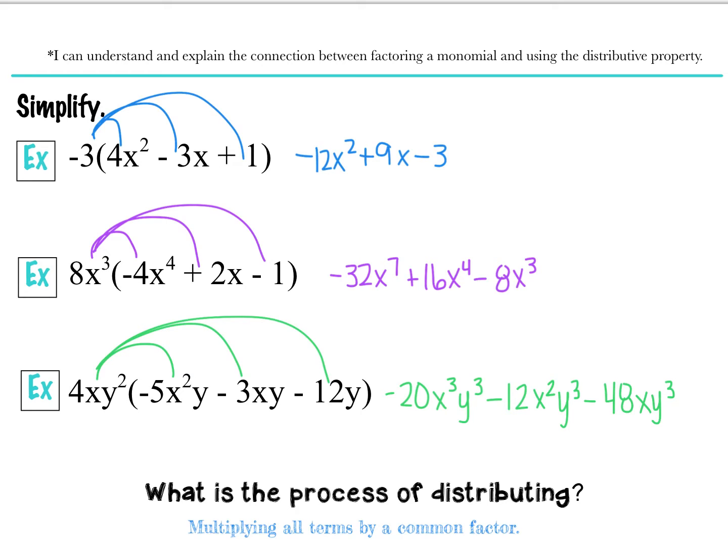So we're going to go with this idea of distributing is multiplying all terms by a common factor. So when I look at each one of these terms, they all got multiplied by 4xy squared. Each one of these got multiplied by 8x to the 3rd, and each one of these got multiplied by a negative 3. So all of these three terms have a negative 3 in common. And these three terms, when I multiplied it out, all had an 8x to the 3rd in common. And each one of these had a 4xy squared in common. So I want you to keep that mindset as we move into the factoring piece that we're about to attempt.